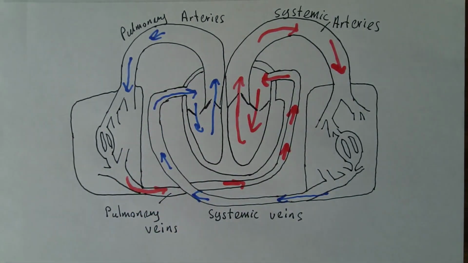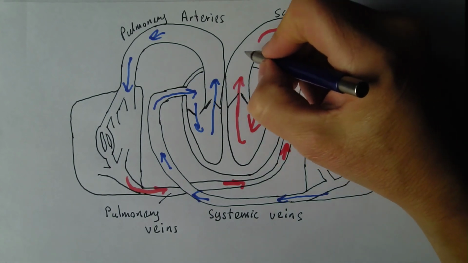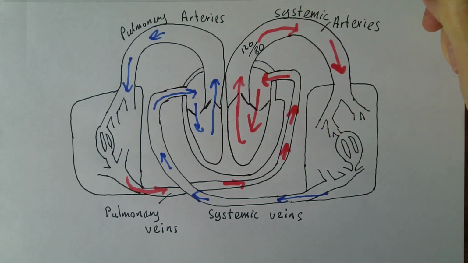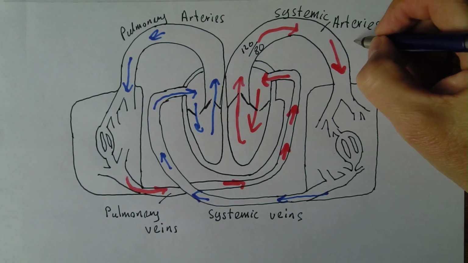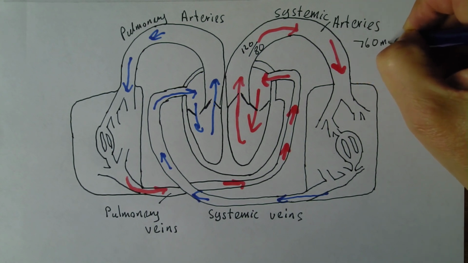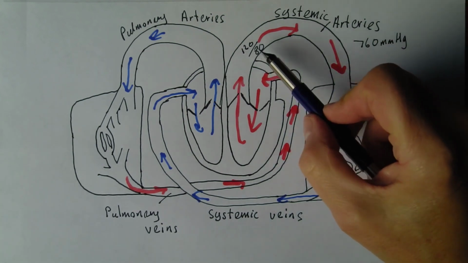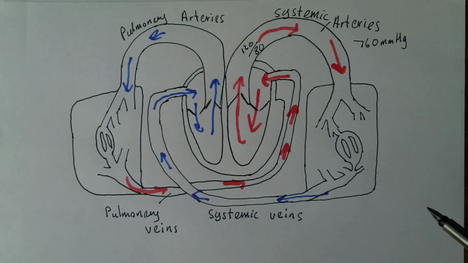So what we need to think about is the pressures now in these vessels. Now, the pressure in the systemic arteries is maybe 120/80. But of course, this is above atmospheric pressure. So we always have to remember 760 millimeters of mercury is the atmospheric pressure. So that's above atmospheric pressure. And we notice there's 2 pressures. 120/80.